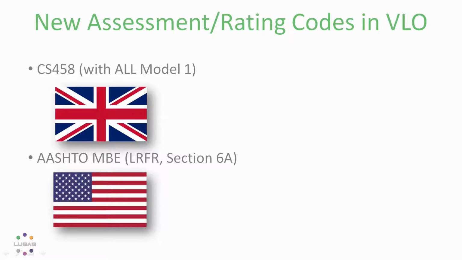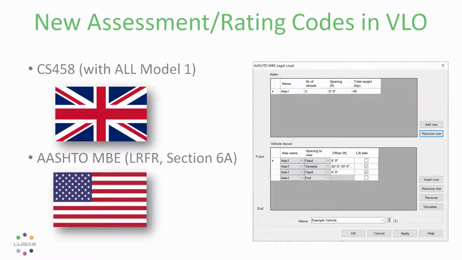In LUSAS version 19.1, we've extended our assessment or rating codes in the Vehicle Load Optimizer to include CS458 with Assessment Live Loading Model 1 for our UK market, and AASHTO Manual for Bridge Evaluation, Load and Resistance Factor Rating for our American market. The implementation for both of these codes allows the user to add their own custom vehicles to be considered in the optimization process.